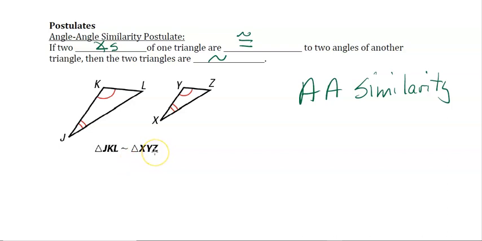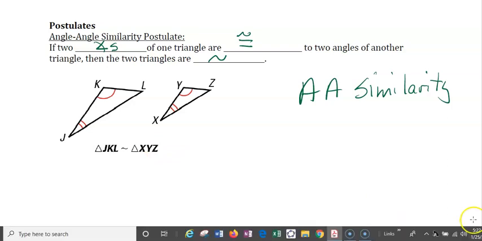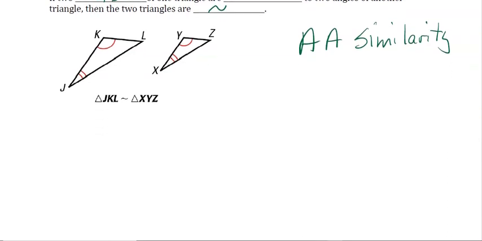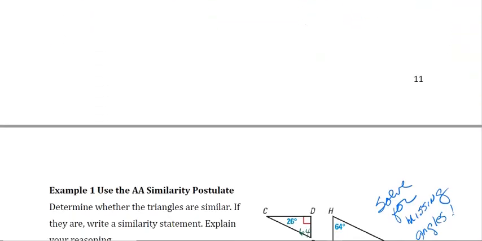Once they're similar, remember you have proportions of sides. So JK over XY equals KL over YZ equals JL over XZ. Okay, so all those things are happening. So that's kind of a review of what we've done in 6.1, but now we're able to prove things by only having two angles equal. Okay, let me slide down here.